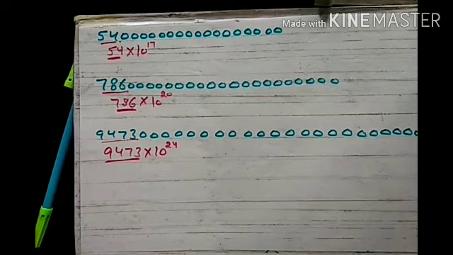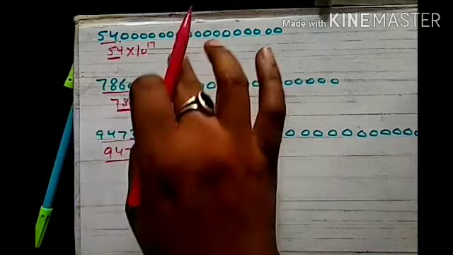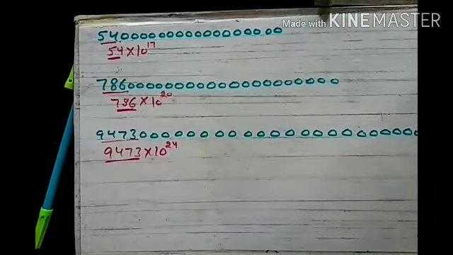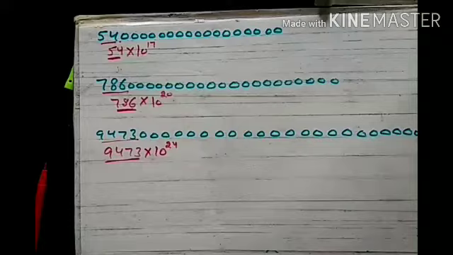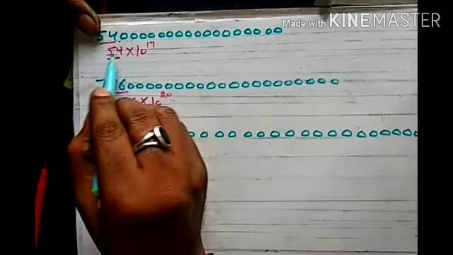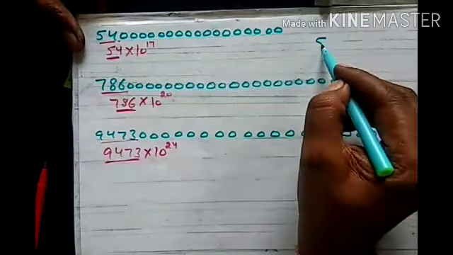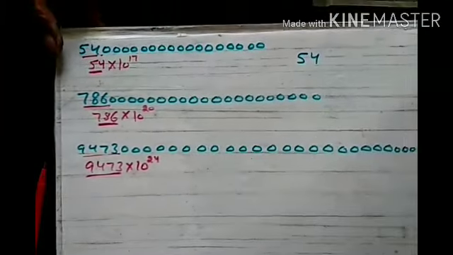Okay, it should not be greater than 10. Clear? So how will you make 54 less than 10? What is the way to make it less than 10? How will you reduce this? And also you have not to change the value of the given expression. So what is this 54, and how can it become less than 10?